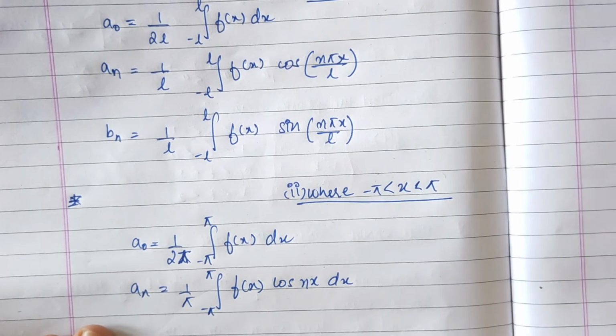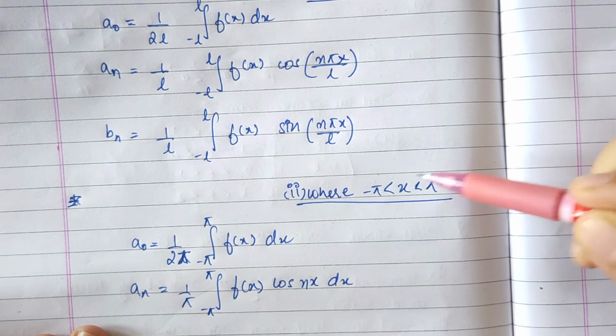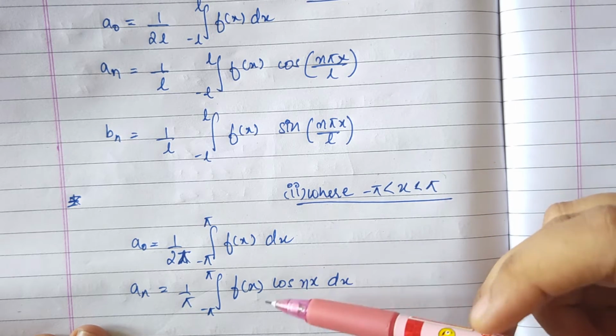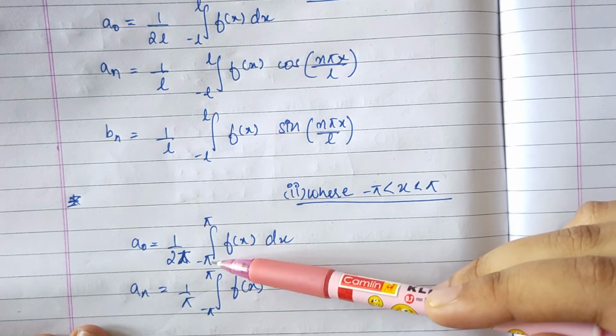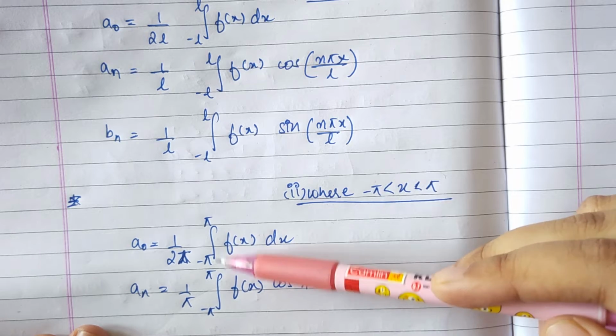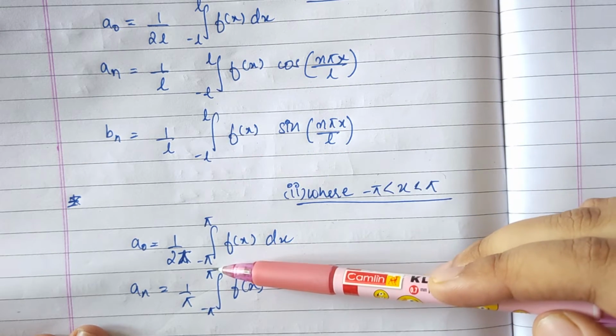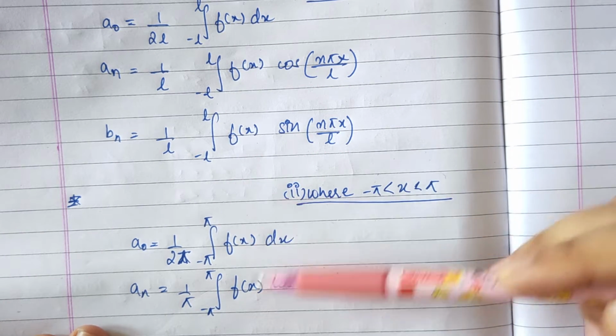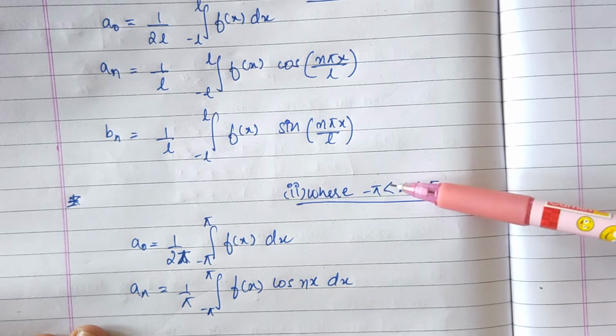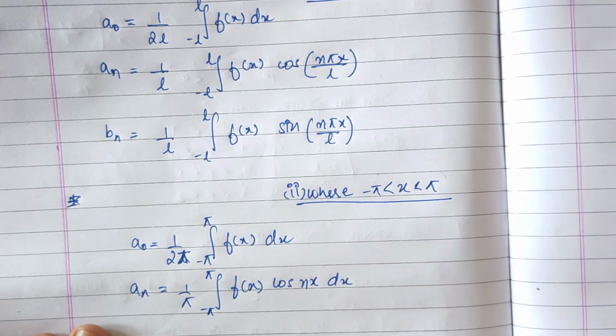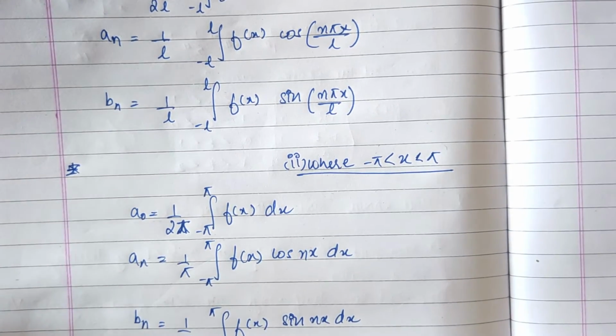Now case 2 is where x lies between pi and minus pi. So the only difference between the formulae will be a change in the definite integral. From minus L to L, it will become minus pi to pi. And in certain questions, they will change the limits. Accordingly, you will change it in your answers as well, right?